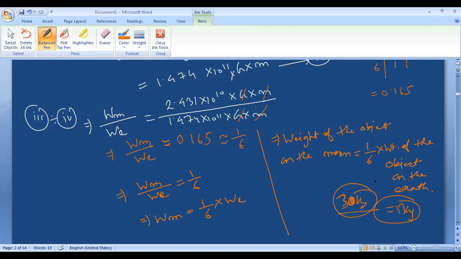Clear? Yes, sir. Okay. So today we'll end the class here because we have less than 1 minute. Tomorrow we'll discuss the difference between mass and weight and the other topics. And tomorrow, if there is no power cut, then we'll start our class at 3 p.m. sharp.